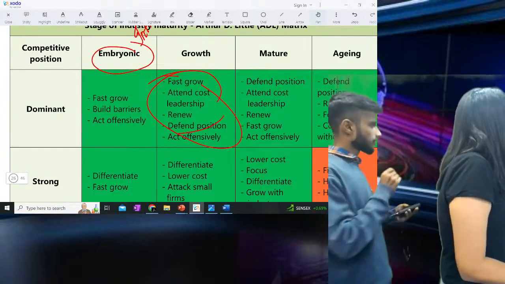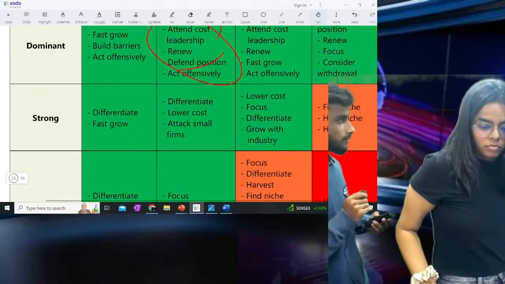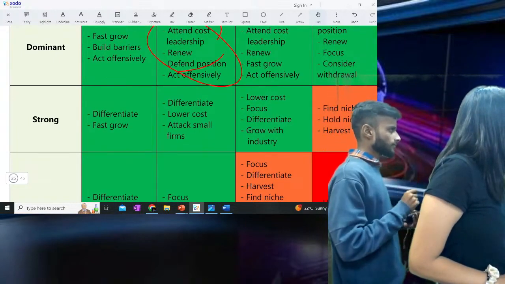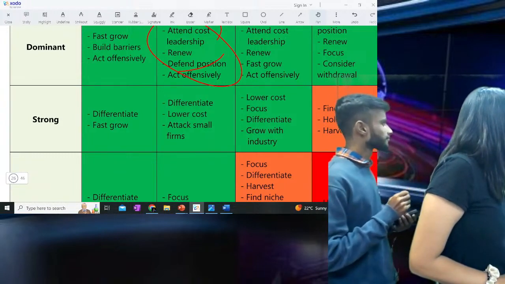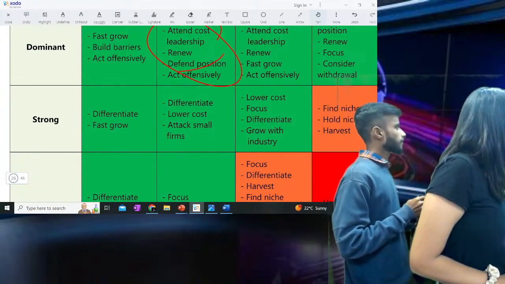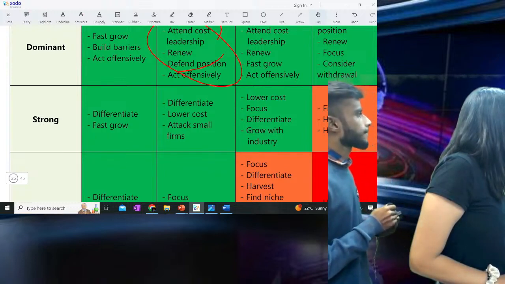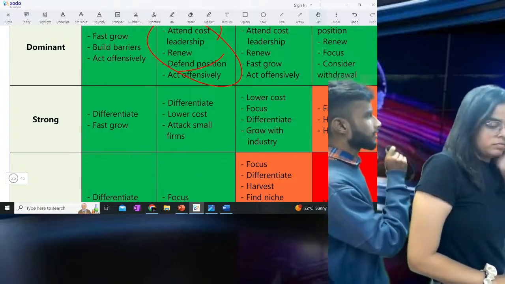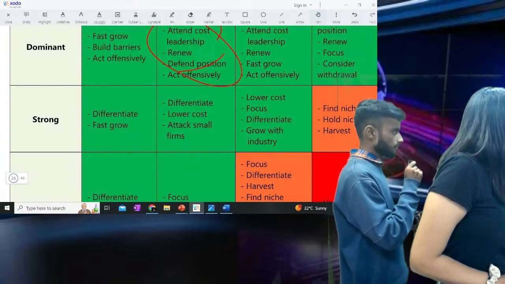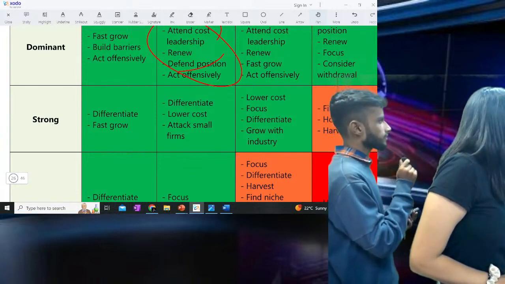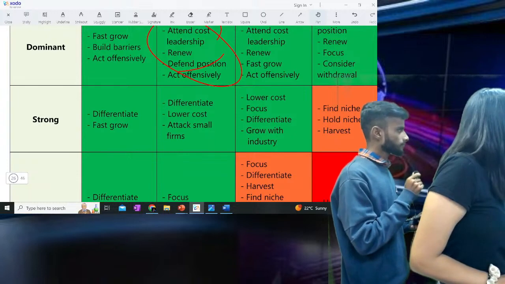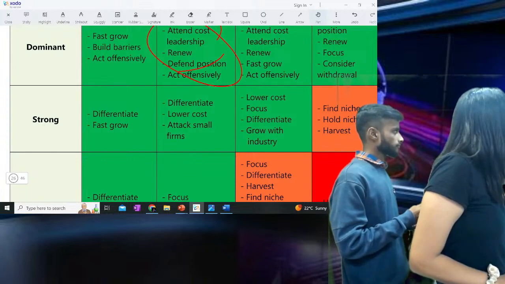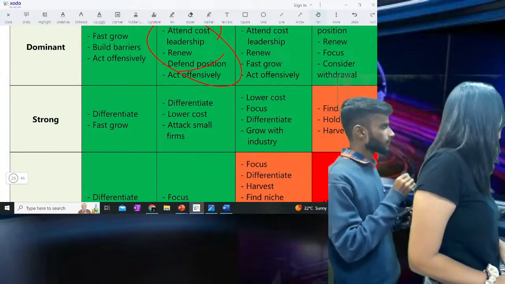Tell second example. Tell me one example of strong. Apple, Amazon. Okay. Microsoft was dominant. Okay, Amazon. Tell me this whole industry of what? Goods. Online, e-commerce. Where is the e-commerce industry? Growth. What should Amazon do? Differentiate. They are only differentiating. Amazon Prime they brought. Lower cost. Attack small firms. They are champions in doing all this. Amazon is doing only that. Are you clear? Understood. I am just telling you, it doesn't make any relevance if you read all this. Useless it is. Last we will read. Continue.